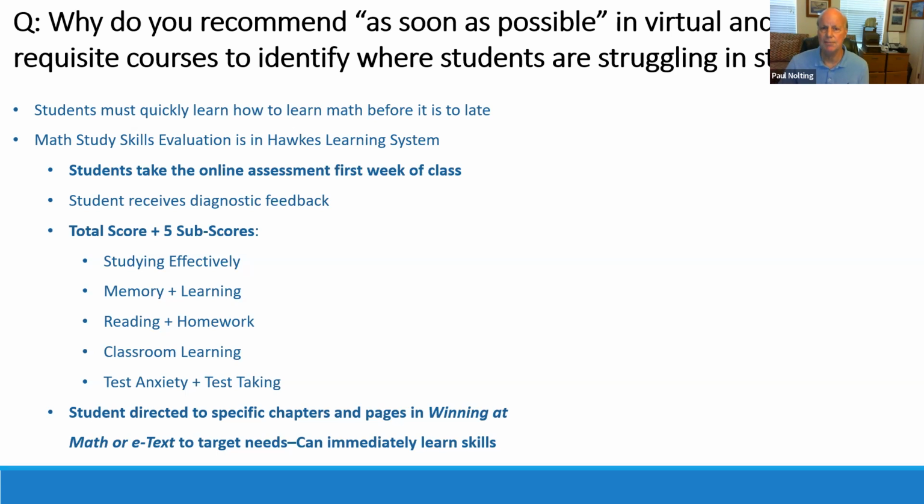Where are you in math? And Hawks has a diagnostic system to do that. We used to use paper and pencil books, but now we can pinpoint immediately and help them become more successful. And when we give them the math study skills evaluation, it will tell them exactly what study skills strategies they need. And then they can go into the Winternet math text. And now we have it as an e-text. That's even better. They can just go right to the e-text and get this.